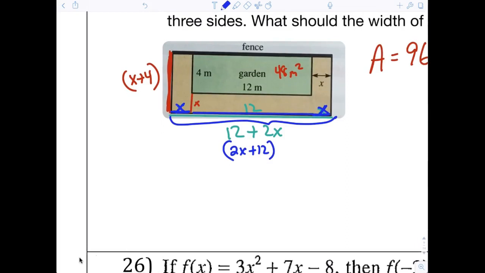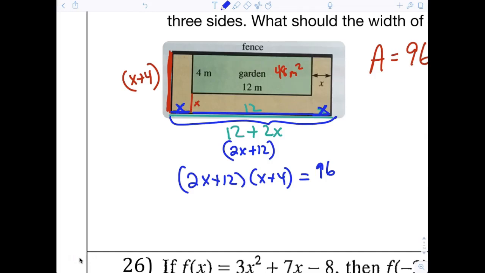What are the dimensions of the new garden? Lander, tell me. 2x plus 12. Yep, that's right. So we're going to do 2x plus 12 times x plus 4. And all that equals what? 96. All right, please multiply that out now. Come on, chop, chop. Shouldn't take you too much time. You're doing the smiley faces, so you don't even have to write both terms down.